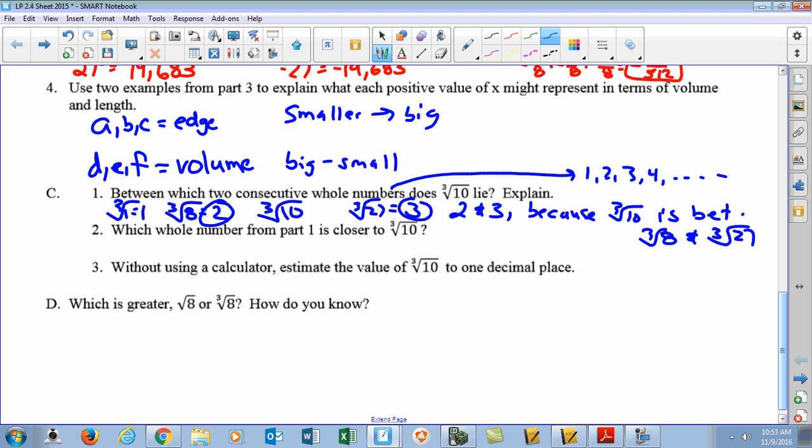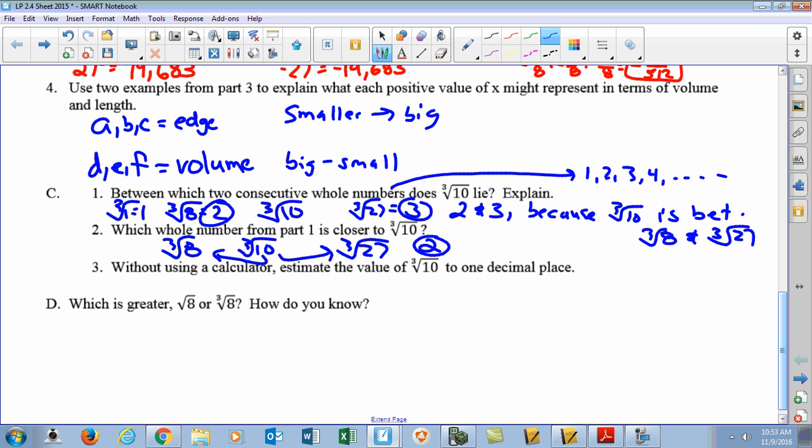So which whole number from part 1 is closer to the cube root of 10? Well, if I've got the cube root of 8, and the cube root of 10 is here, and we also have the cube root of 27, 10 is a heck of a lot closer to 8 than 27, right? Which means our answer would be 2, because the cubic root of 10 is much closer to the cubic root of 8 than 27.